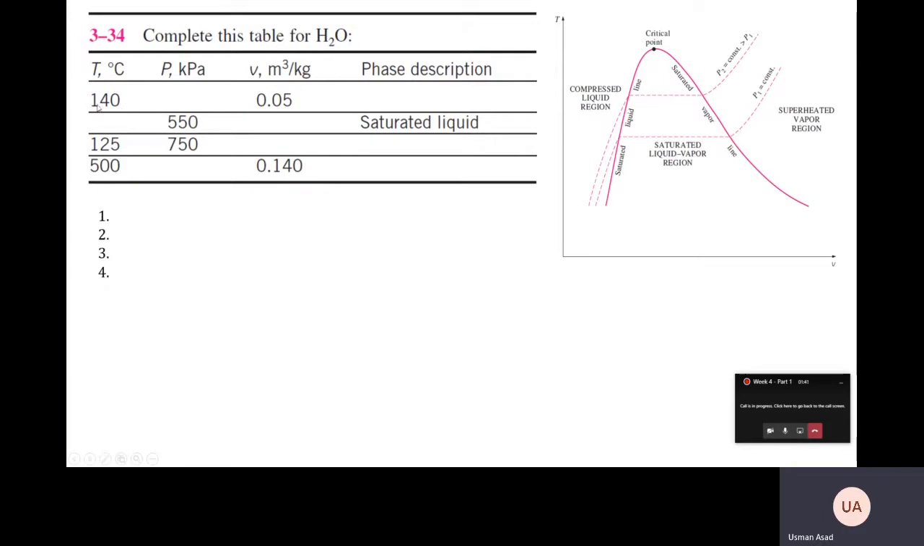The first problem that we've got, we are given two pieces of information. The first thing is the temperature is 140 degrees, and the second thing is that the specific volume is 0.05 meter cube per kg. We have to find the pressure at this point and find the phase description. Okay? So just straight off the bat, looking at this information, you should not have any decent idea which region we are in, which tables we have to look at and which tables we don't.